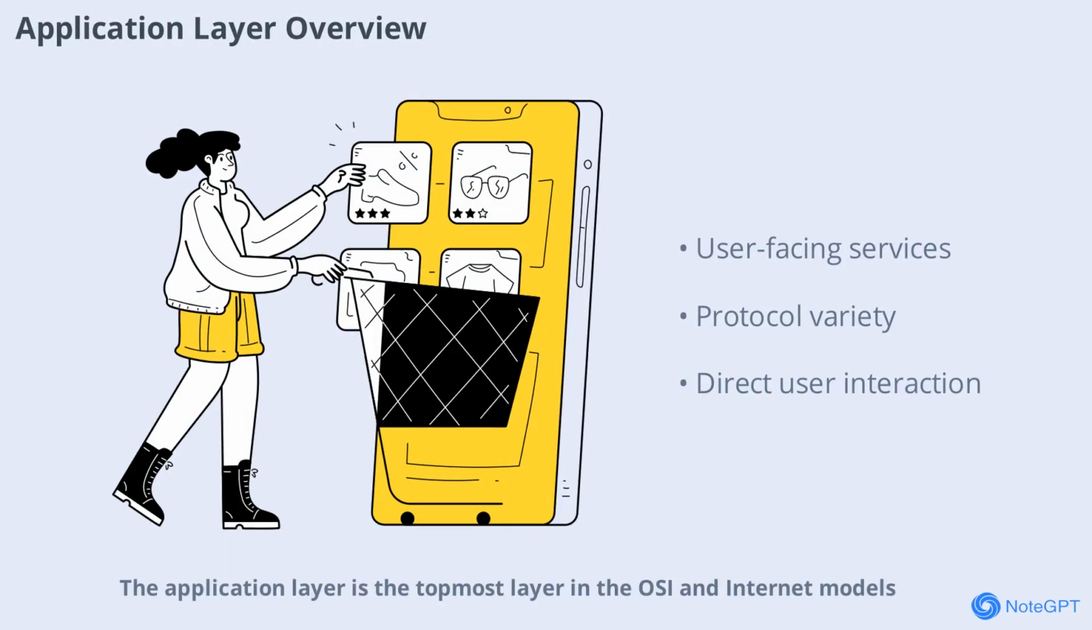The application layer is the topmost layer in the OSI and Internet models, providing network services directly to end users and applications. It encompasses protocols and services like the World Wide Web, WWW, email, file transfer, and remote login. The application layer enables user interaction with network resources, making it the gateway for all network-based activities.